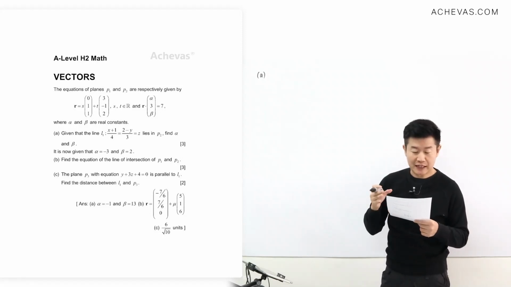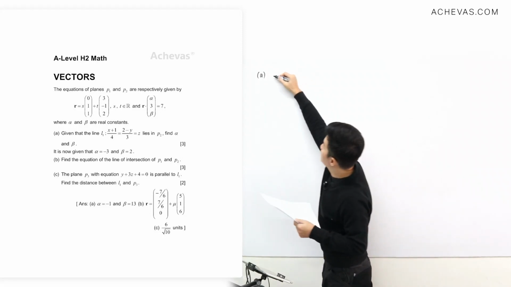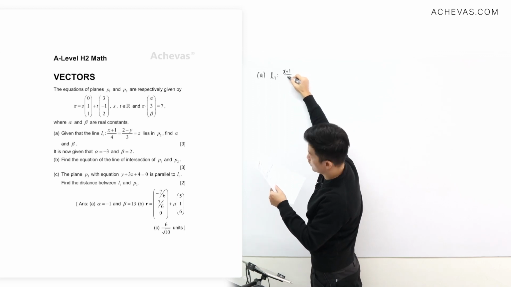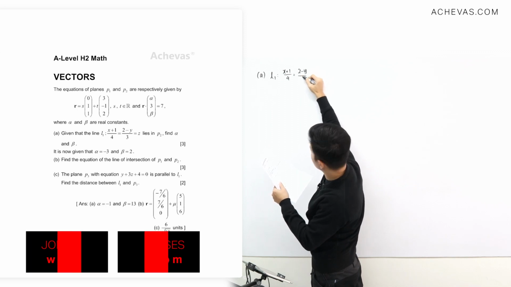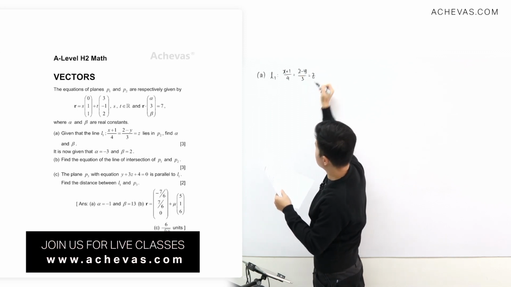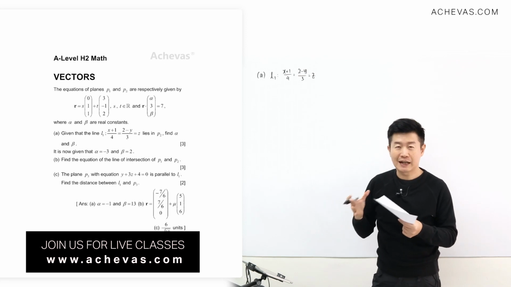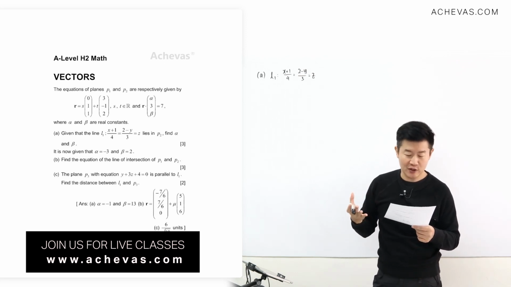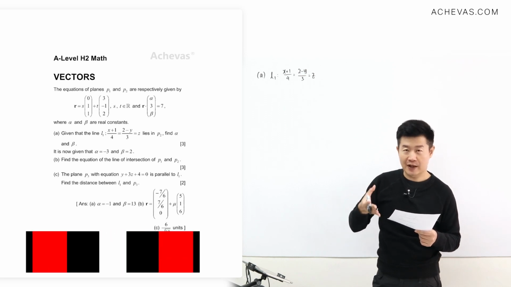Here we are given the equation of the line in the Cartesian form. Let me write it down here. So this is (x + 1)/4 = (2 − y)/3, and this is z. But the equation of a line in Cartesian form is not exactly the most useful for us, so let's try to convert it into the vector form.